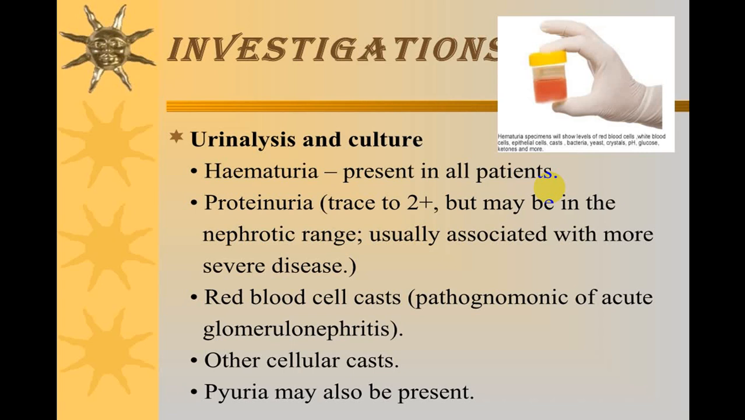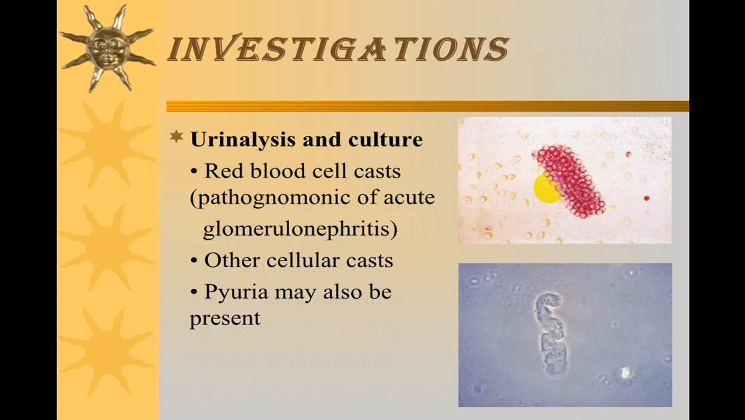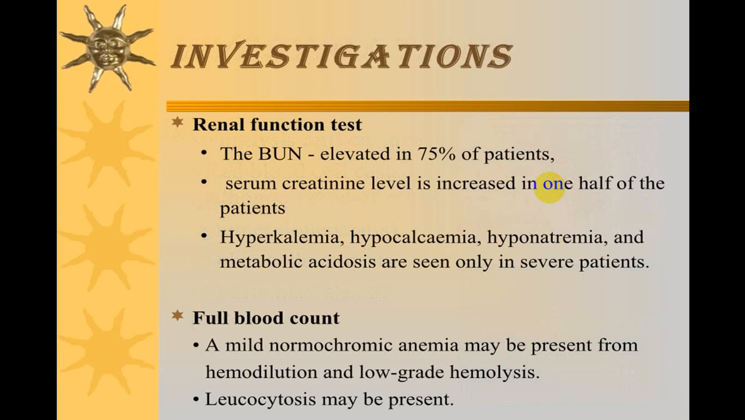A good amount of hematuria is usually present in the nephritic variety. RBC casts are the classical finding of acute glomerulonephritis, and they are usually absent in nephrotic syndrome. This is a diagram showing you an RBC cast, and the second shows a tubular cast. Renal function tests like blood urea and serum creatinine will be sharply elevated in acute glomerulonephritis. Hyperkalemia and dilutional hyponatremia may be seen, along with metabolic acidosis.